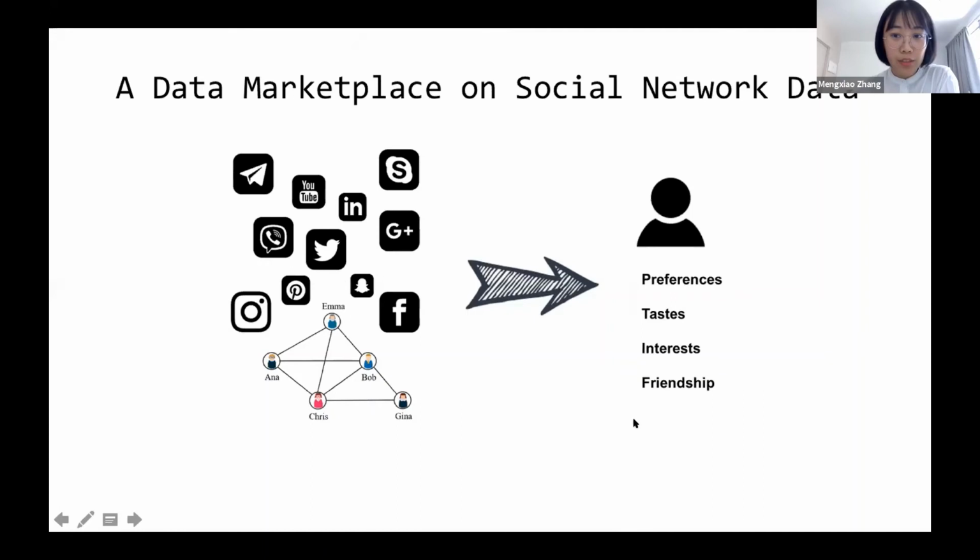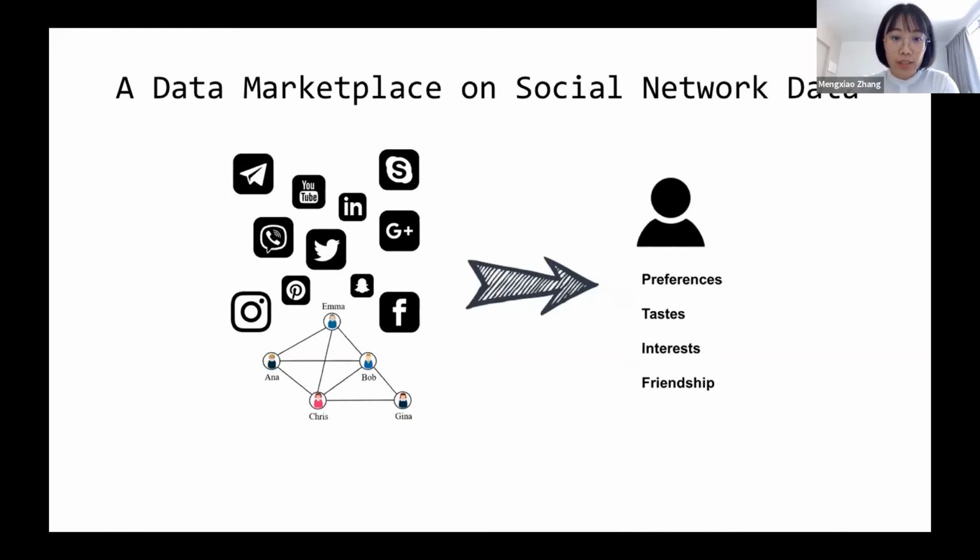Well, Fernando has talked about the case where the data are treated as a public good. Here, I'm going to talk about the case when the data are treated as a private good. Also, most of the studies are focused on the tabular data side, but here I'm going to introduce another data type, that is network data.